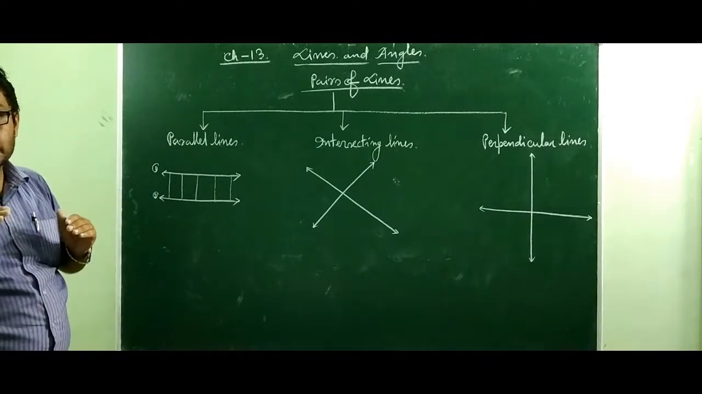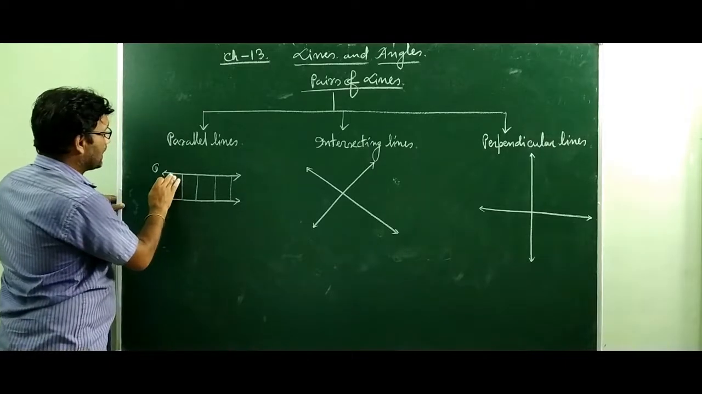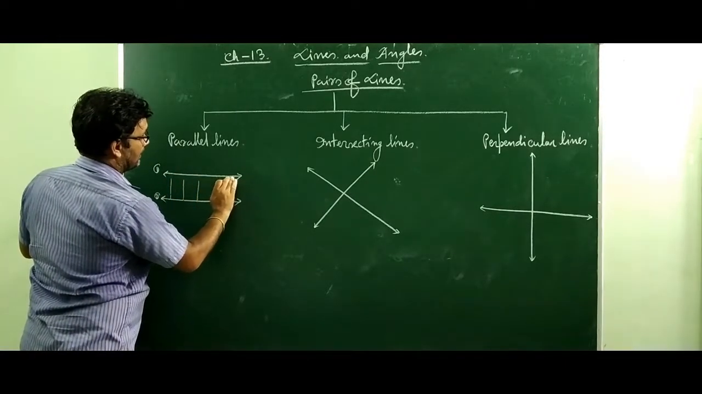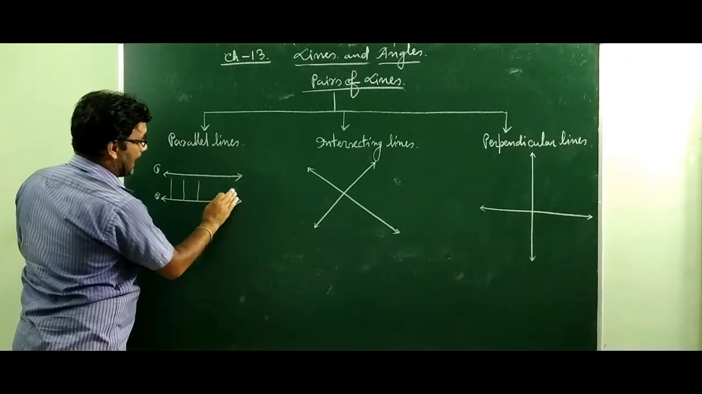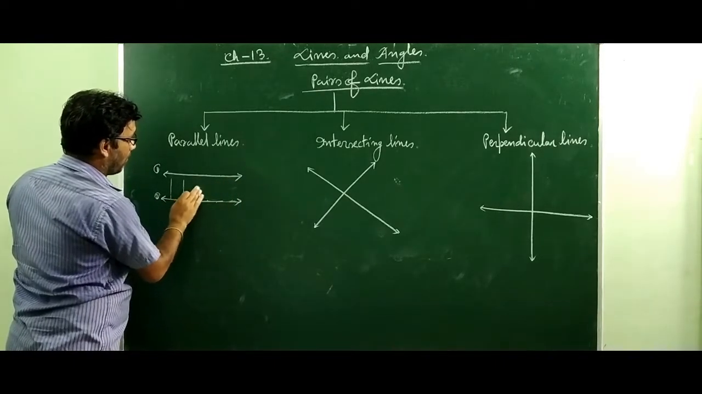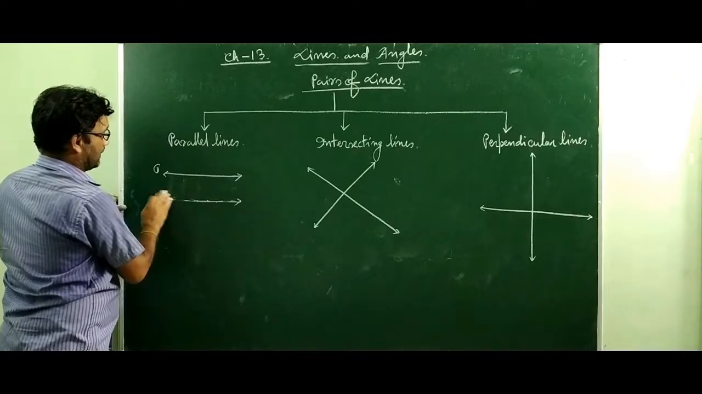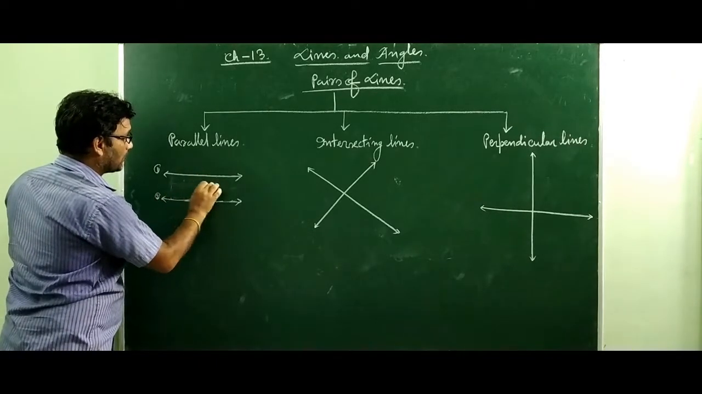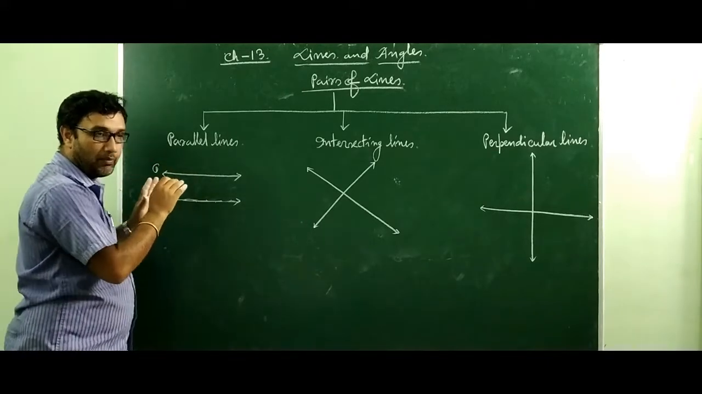So parallel line is what? Again I'll repeat. If the distance between the two lines remains the same, then these two lines are called parallel lines. Parallel line means whatever the distance is, it remains the same.